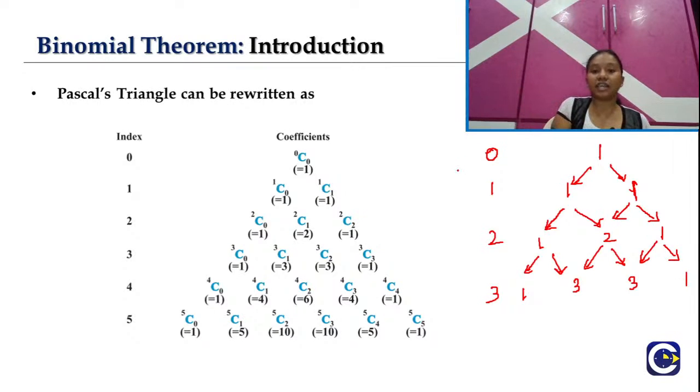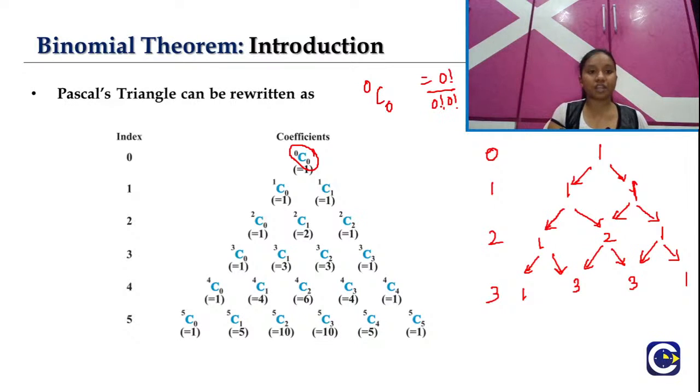But these can also be written. This one here can be written as 0C0. 0C0 is nothing but 0 factorial divided by 0 factorial into (0 minus 0) factorial. So what is the value of 0 factorial? We have already discussed this while dealing with the factorial property. 0 factorial is equal to 1. Similarly, this one can be written as 1C0, because 1C0 is also 1, and 1C1.